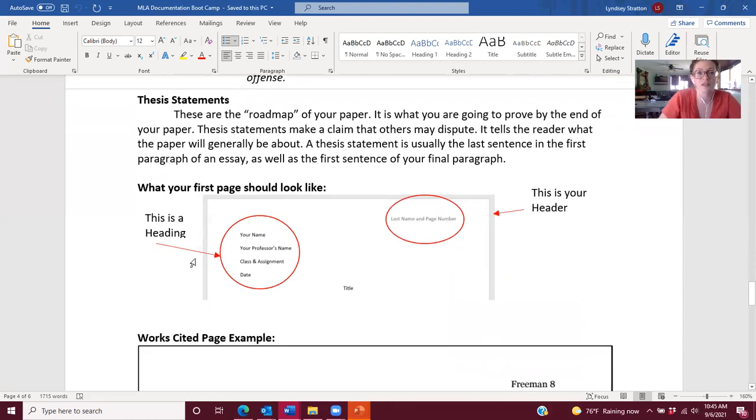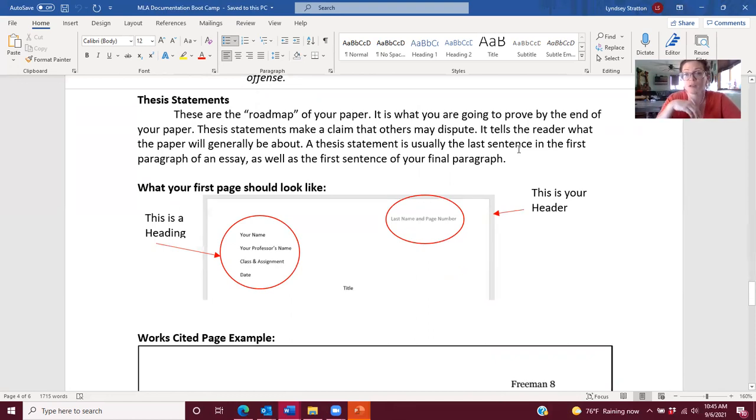Okay, next thing, thesis statements. They're the roadmap for your paper. It tells the reader what you are trying to prove throughout your paper, that by the end of it, you will have proven this. So that is the point A to point B of the paper.